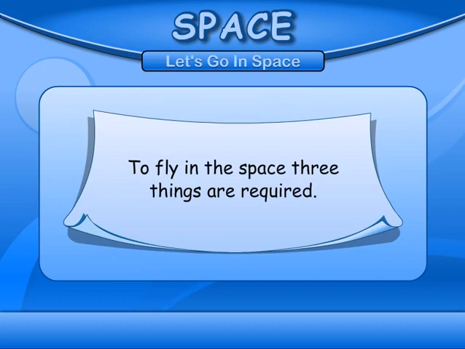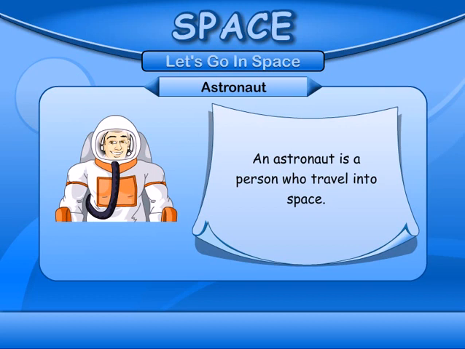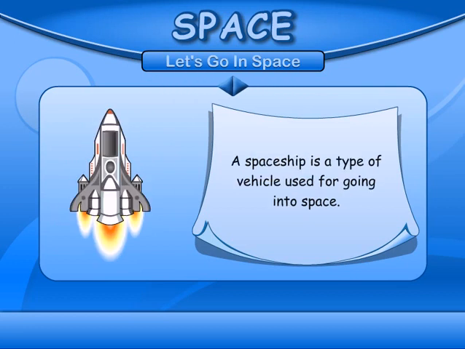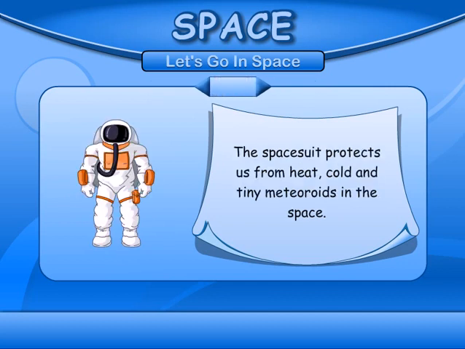Let's go into space. To fly in space, 3 things are required. Astronaut. An astronaut is a person who travels into space. Spaceship. A spaceship is a type of vehicle used for going into space. Spacesuit. The spacesuit protects us from heat, cold and tiny meteoroids in space.